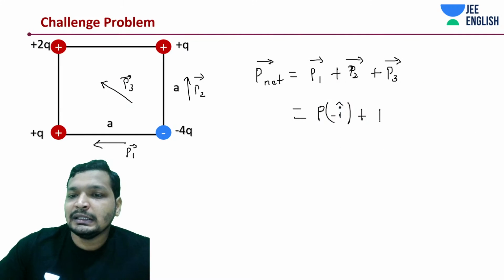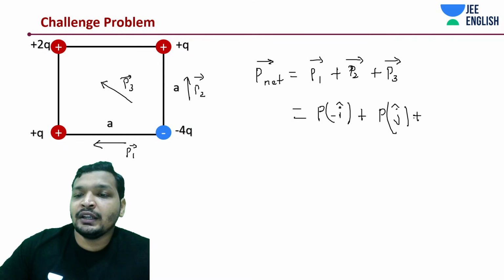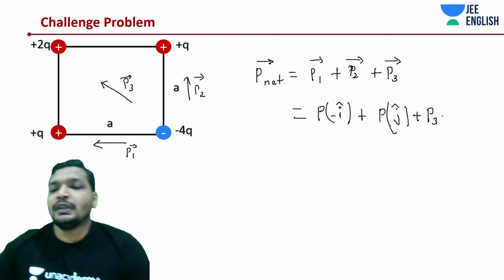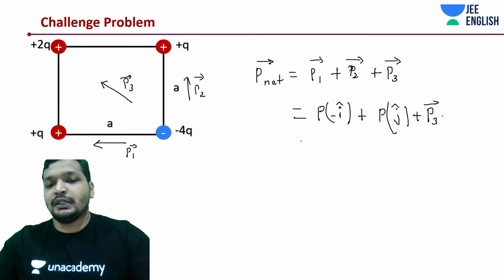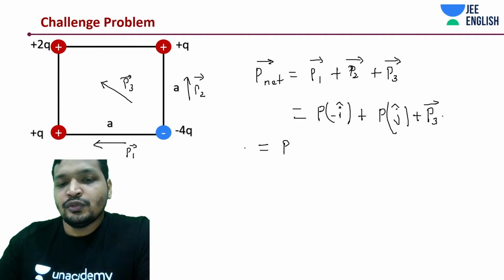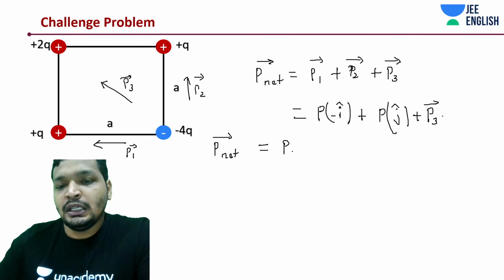Okay, this is P into plus J cap. And then we have P3, which is split into two components, which I'm going to write down over here, just for better understanding. P net is going to be P minus I cap plus P J cap.